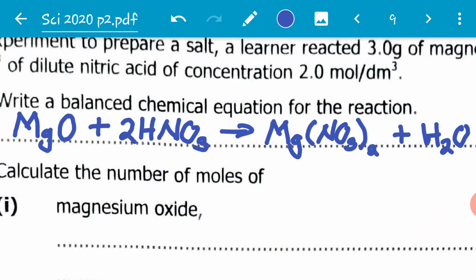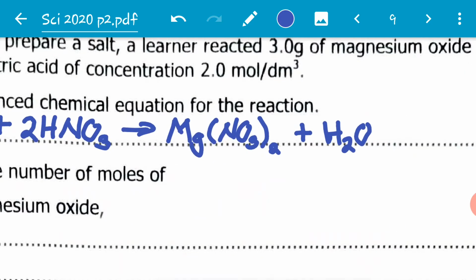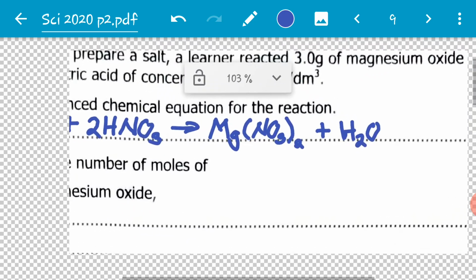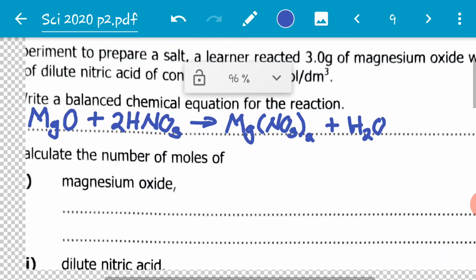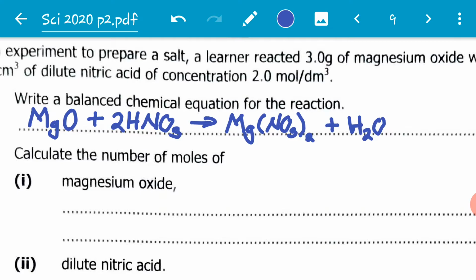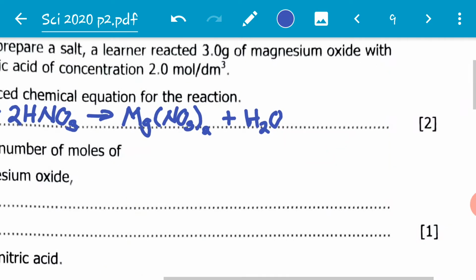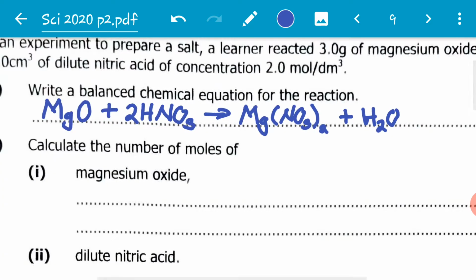So on the reactant side, we have 7 oxygens, while on the product side, we have 3 times the 2, which is outside the bracket there, which is 6, plus 1 oxygen on the water. This gives us 7. So this reaction, we can safely say that the reaction is balanced. So for doing that, we actually get our 2 marks.